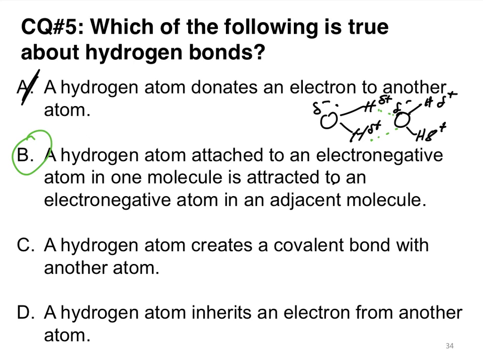Hydrogen bond creates a covalent bond with another atom. Absolutely not, right? We're not talking about covalent bonds. We're not talking about bonds that hold molecules together. We're talking about bonds between molecules. A hydrogen atom inherits an electron from another atom. I don't even know where that comes from. All right, so obviously the answer is B.